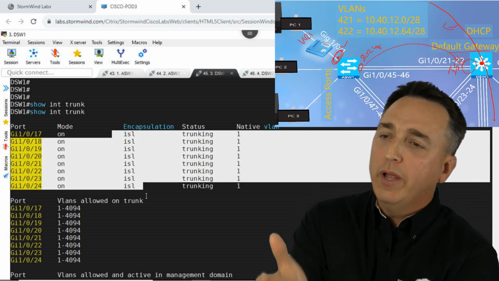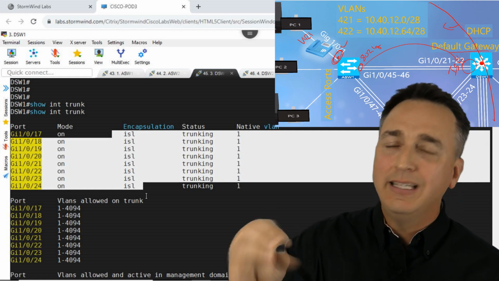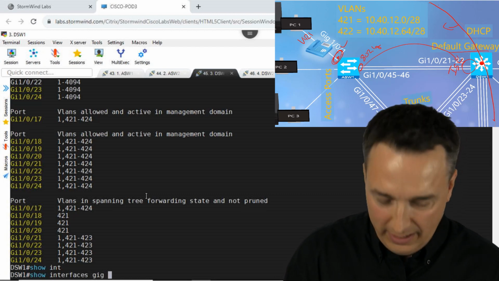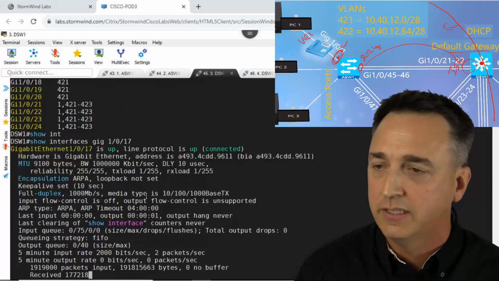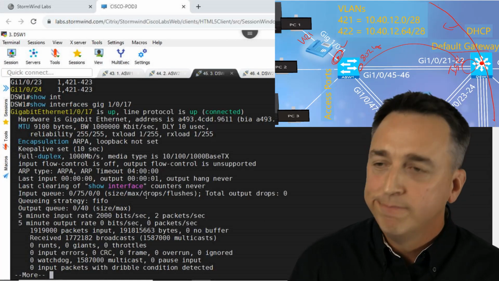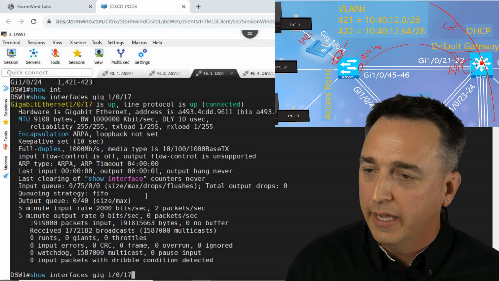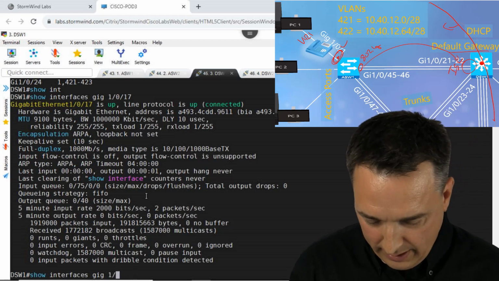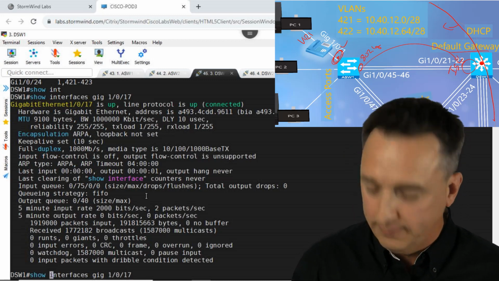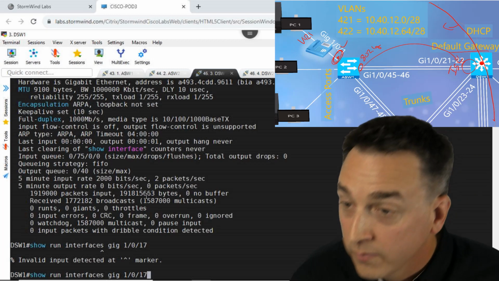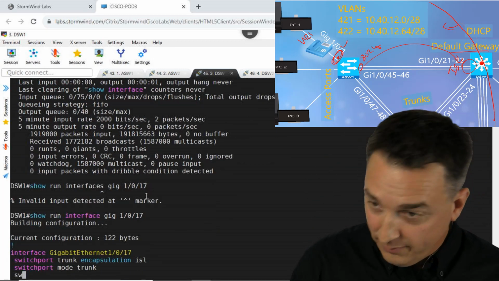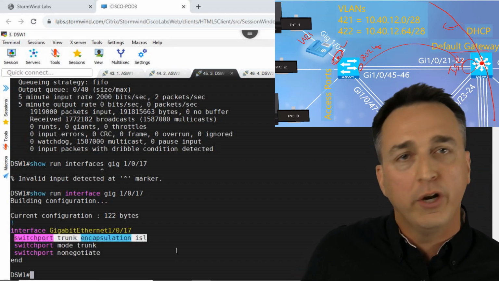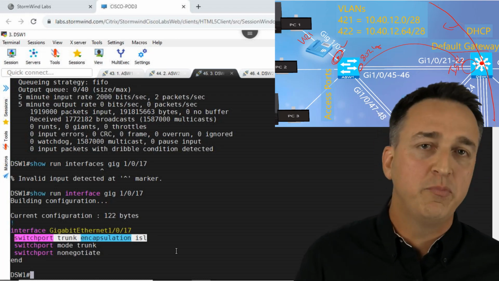Thank you for that. So in this case, we want to change the encapsulation on all those interfaces. Let's just see what it looks like right now. Show interfaces gigabit Ethernet 1/0/17 as an example. Oops, that was the wrong command. What do I want to take a look at? Show run. There we go. Pretty picky. Switchport trunk encapsulation ISL. That's why we're using ISL, because it's been typed in on that particular device.